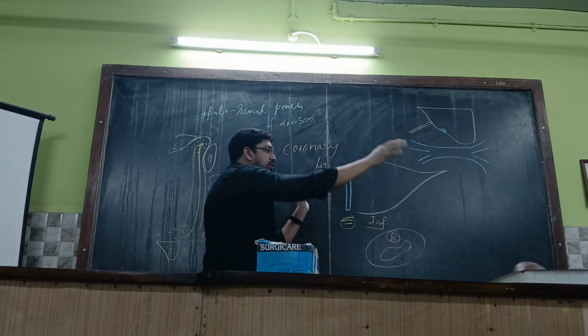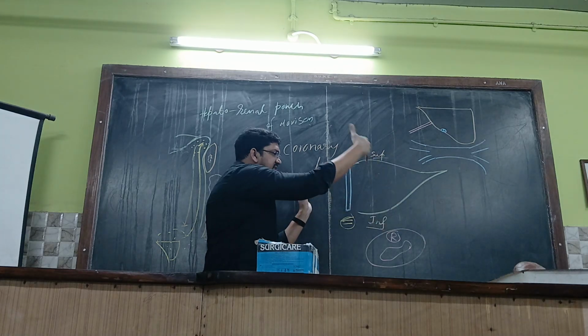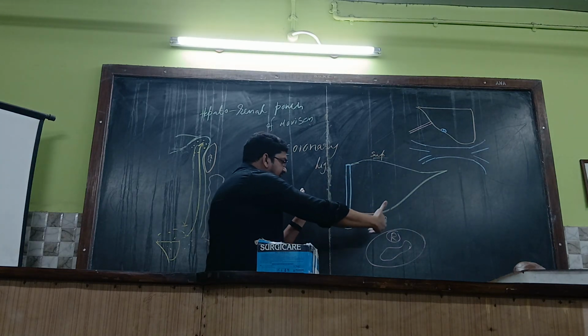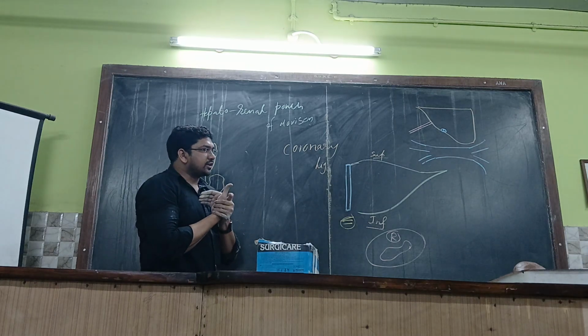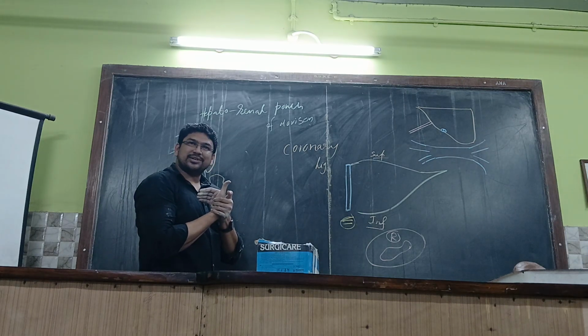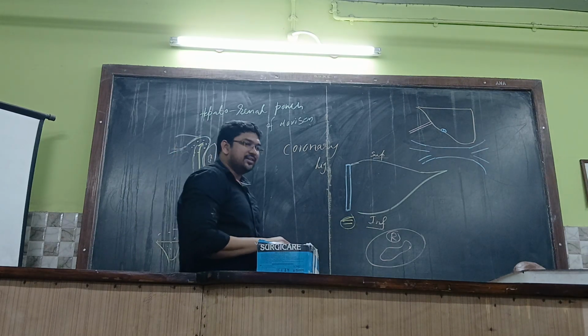And one more thing, because the lesser sac is extending till this part over here, here is the hepatorenal pouch of Morrison. So this hepatorenal pouch of Morrison communicates through the epiploic foramen to the lesser sac over here. Could you understand or not? No, sir.